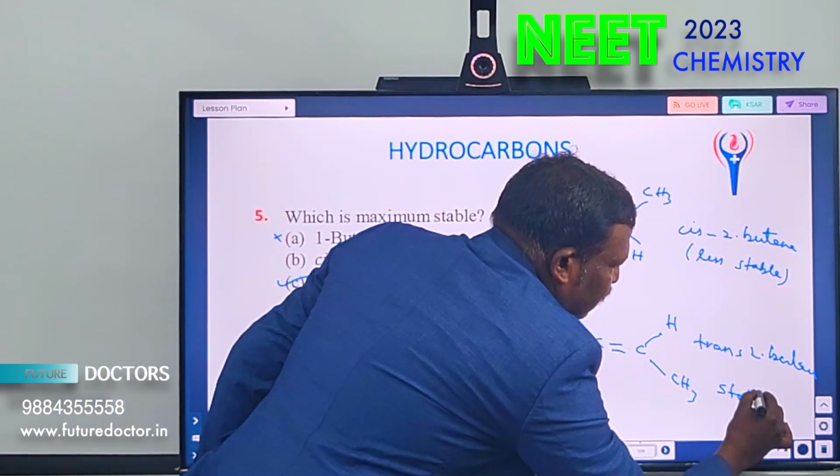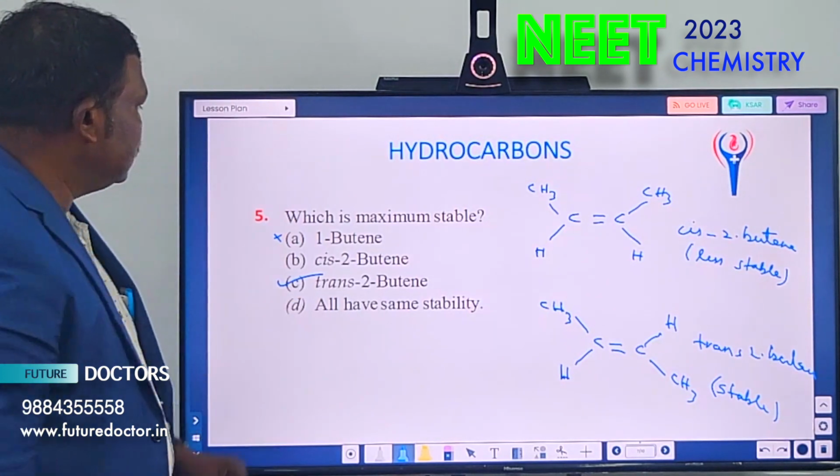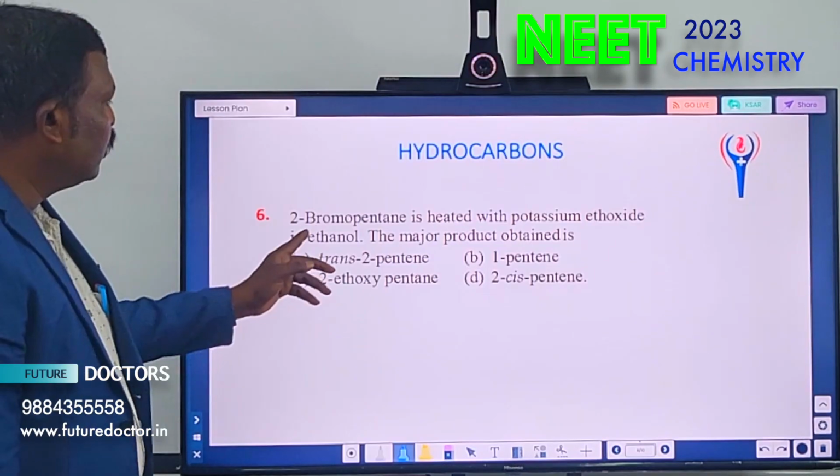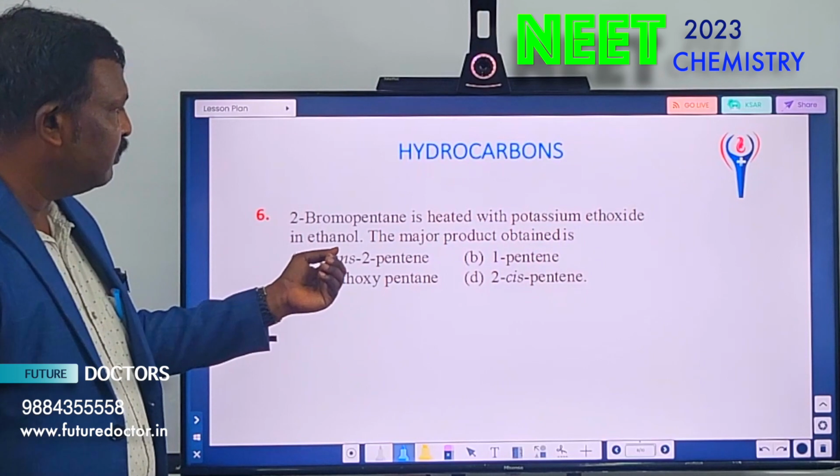Understood? Somewhat stable when compared to that. Okay, so answer C is the correct one. Understood? Next one. 2-bromopentane is heated with potassium ethoxide in ethanol. The major product obtained, they're asking.